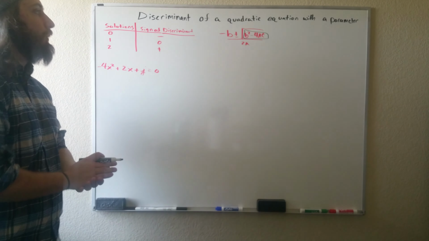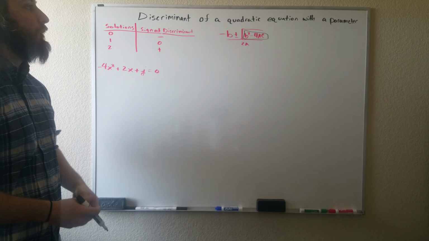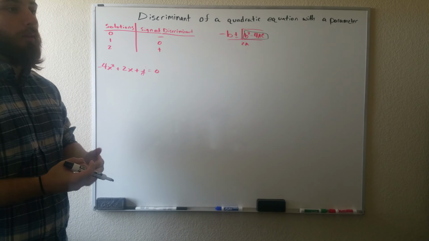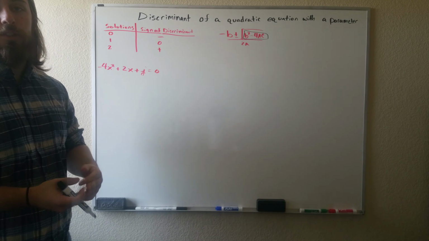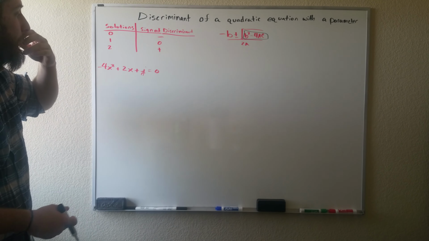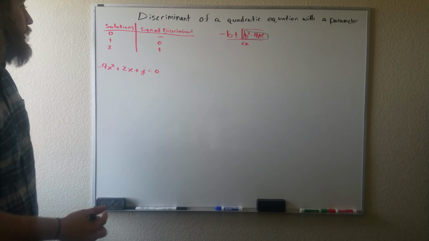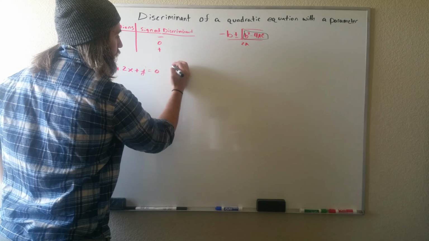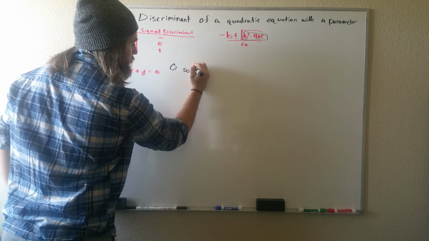So basically how you approach these problems is it'll tell you if it wants you to find the parameter given one solution, two solutions, or no solutions. And I'm just going to use this problem here and do all three. So in the first case, let's look at 0 solutions.